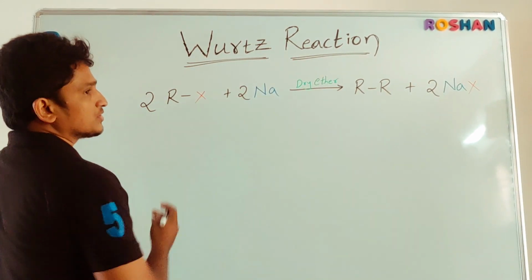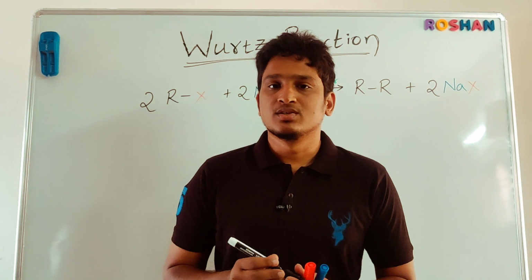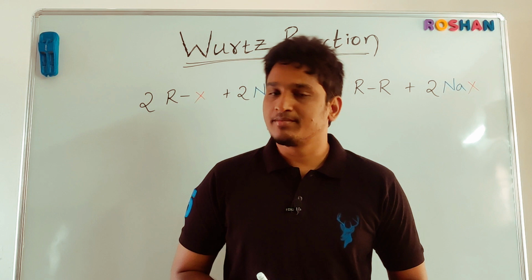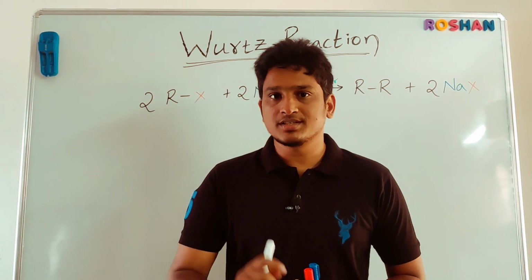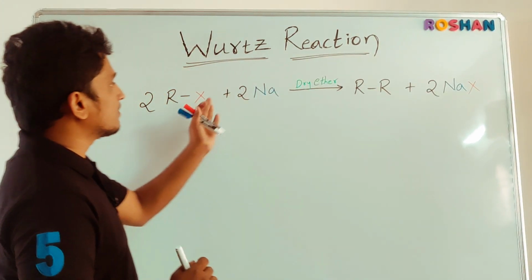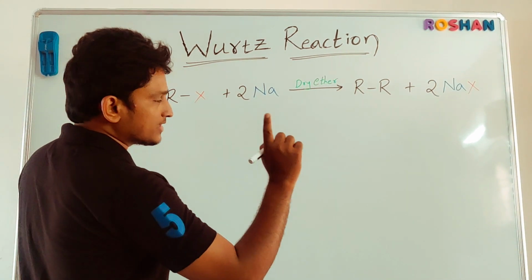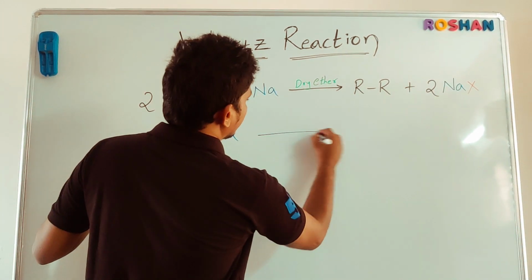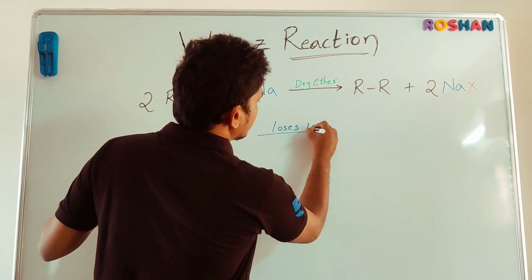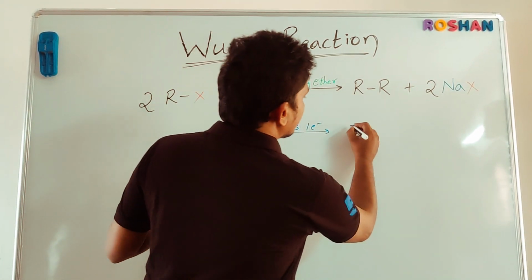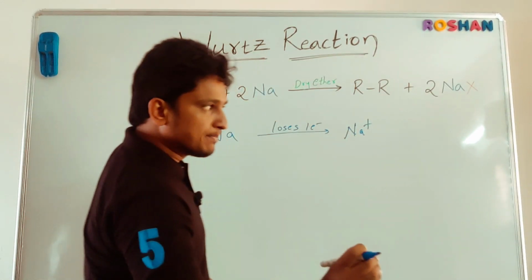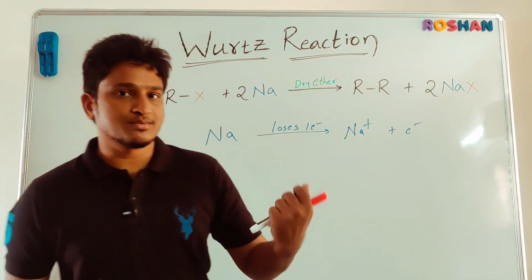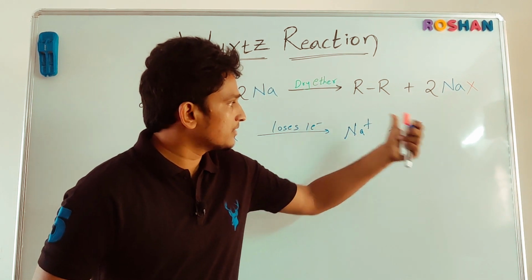So students, let us talk about sodium. Sodium is a highly reactive metal. And what is the valency of sodium, students? The valency of sodium is 1. Its valence shell configuration is 3s1. So readily when sodium comes in contact with this, sodium loses 1 electron. If it loses 1 electron, sodium becomes Na+ ion plus an electron. This is the first step.